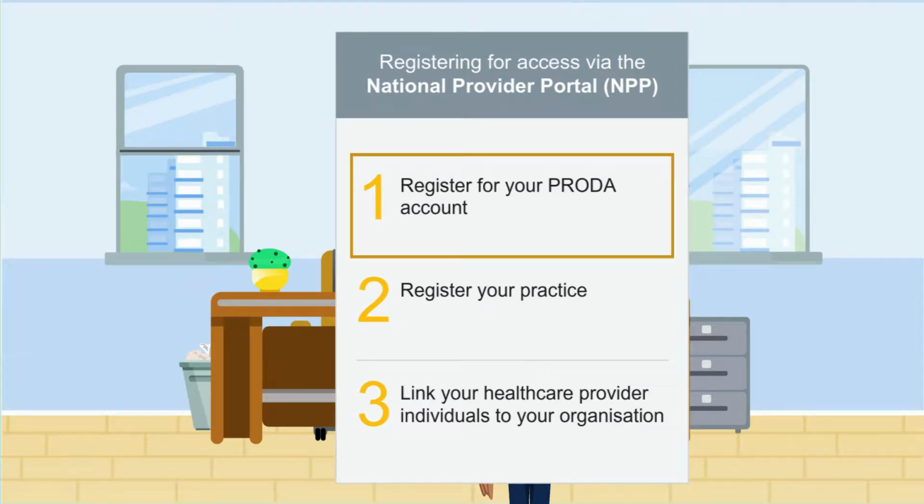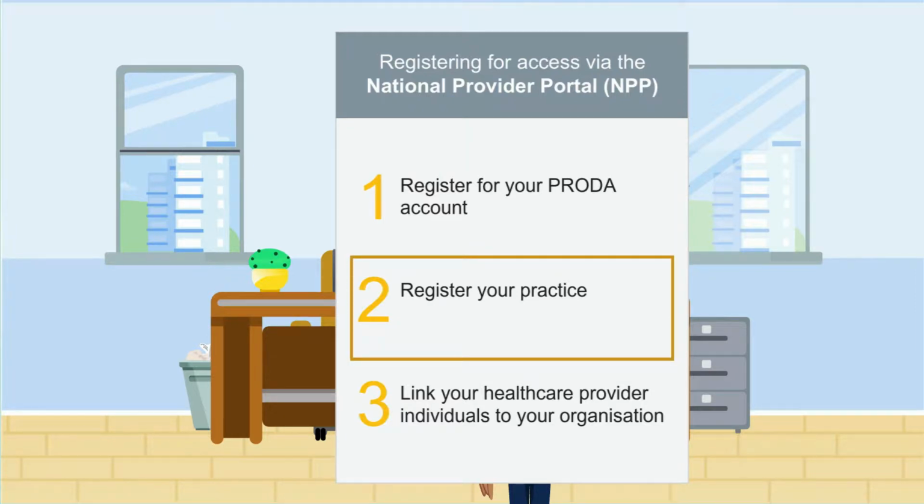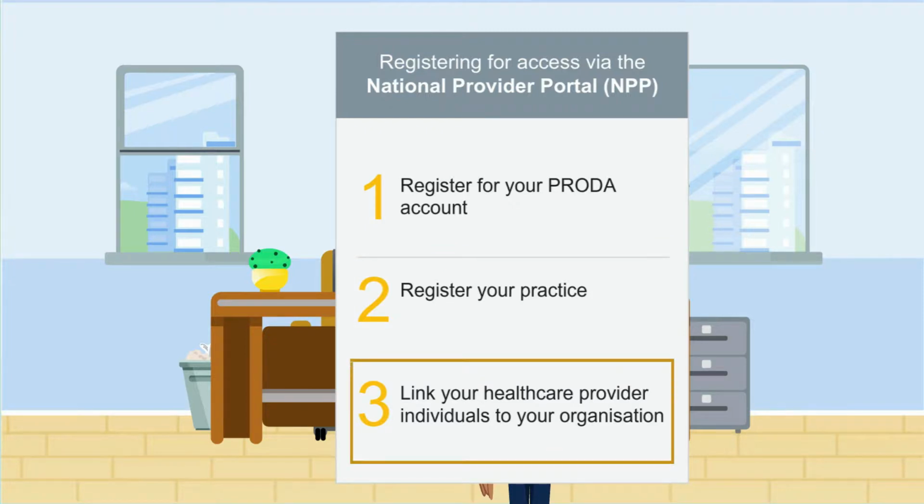Step 1 is to register for your PRODA account, if you don't already have one. Step 2 is to register your practice. Step 3 is to link your healthcare provider individual identifiers to your organisation.